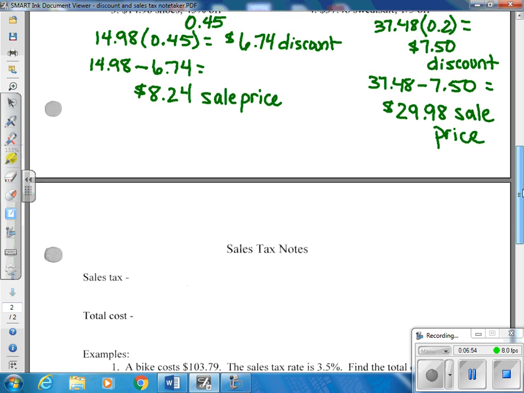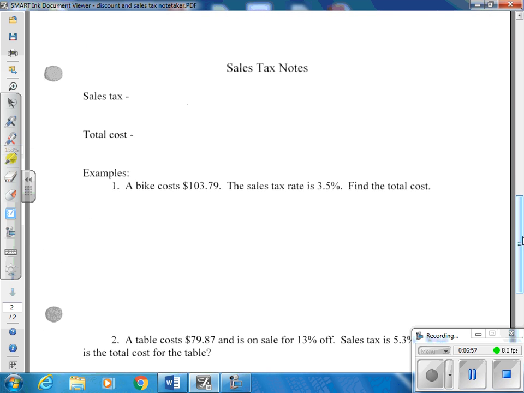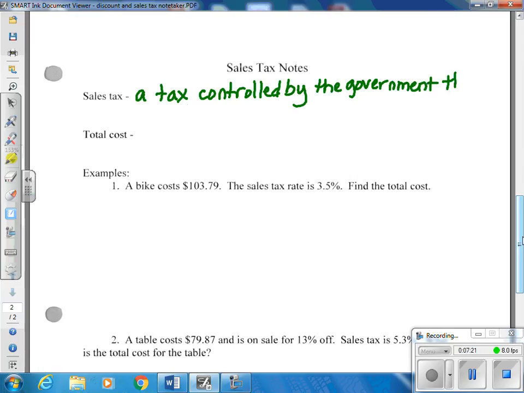If you flip your paper over, we're going to go with the rest of the calculations, and that deals with taxes. All right, so the first thing we want to do is define, once again, what each word is about. The sales tax, and this goes back to your civics class as well, is a tax controlled by the government that is set when goods and services are sold.